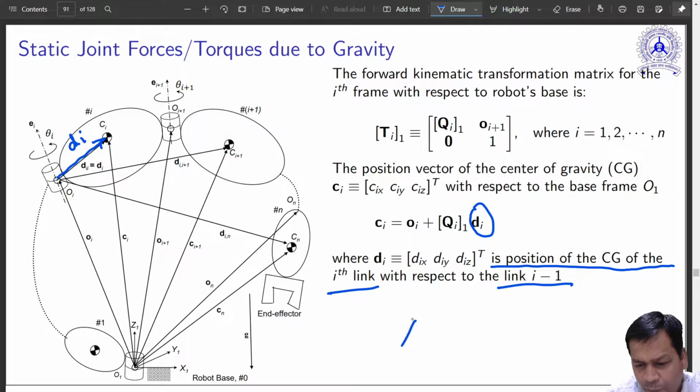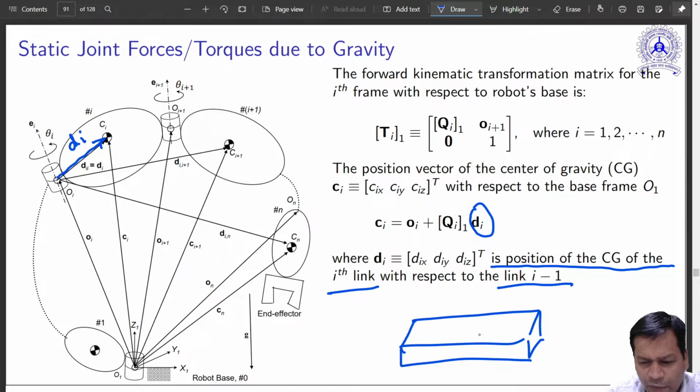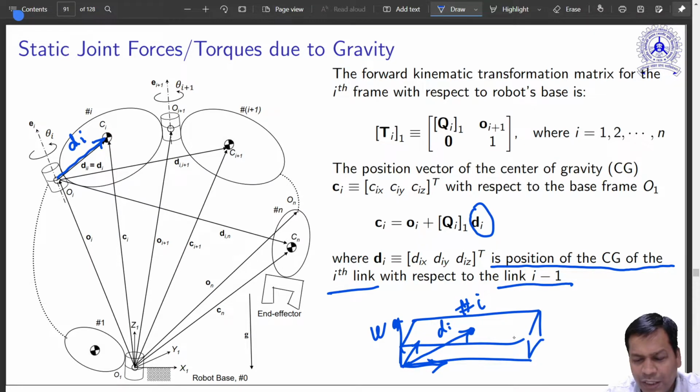Let us say you have a bar. You very well know it has its own center of gravity. If it is a solid bar, and this is the frame which is attached to this block, you already know this vector d_i. If this is link i, you already know d_i because you know the center of gravity of each link in its own frame. This is the frame which is attached to the link. So you already know d_i with respect to its own frame, not globally.